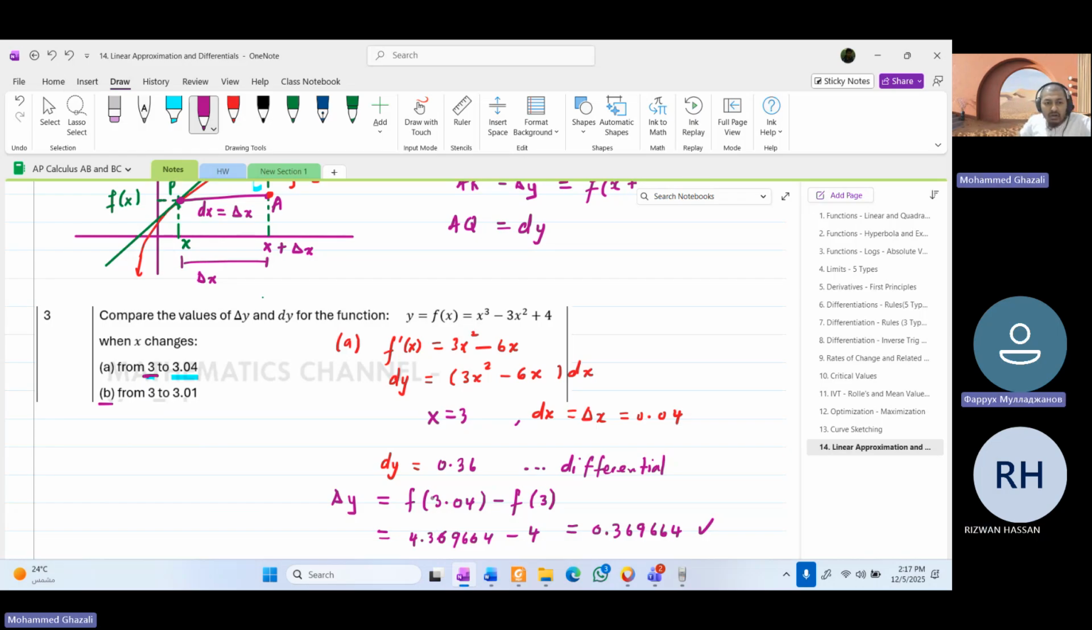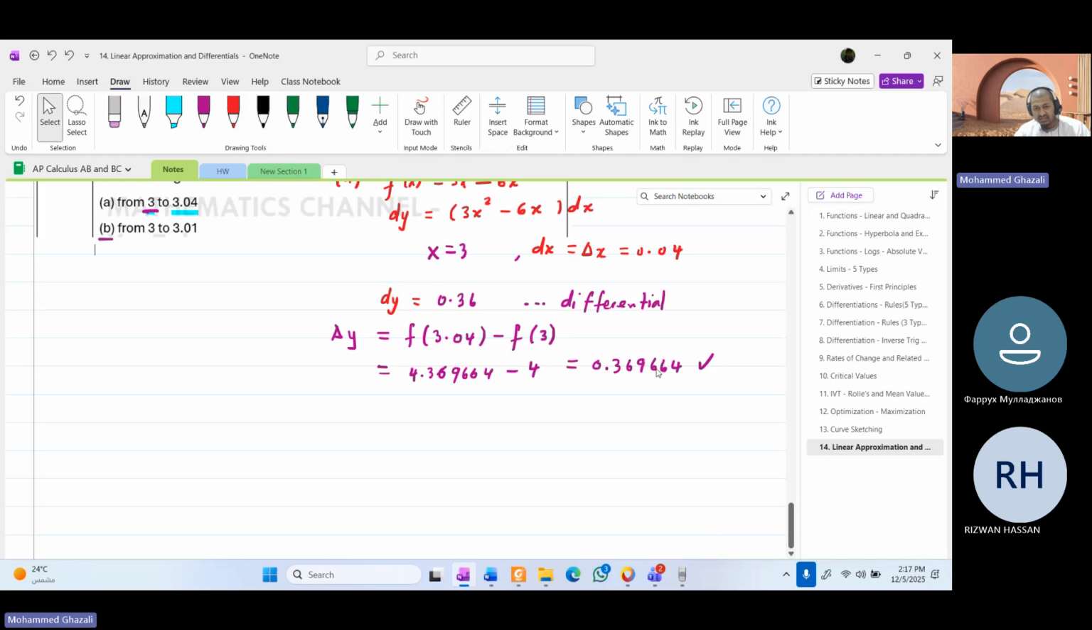So what do you mean by we compare? Compare the values. Basically, we're comparing the values. We're checking: this value gave us 0.36, and that value gave us 0.36. Good question. We need to compare. Don't we need to subtract or find the difference? Yes, we need to find the difference. 0.009664. We're going to do that now.